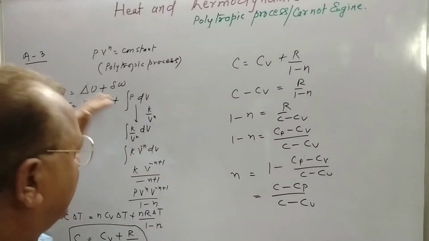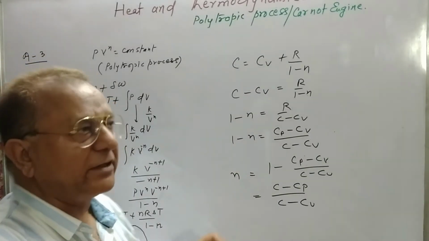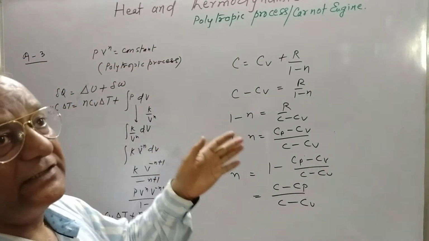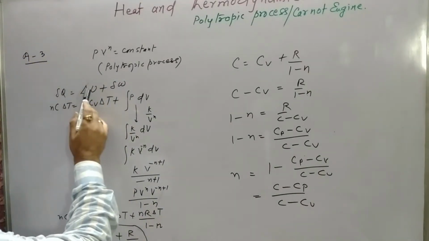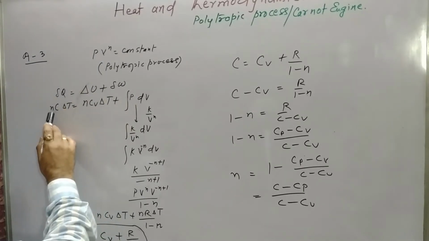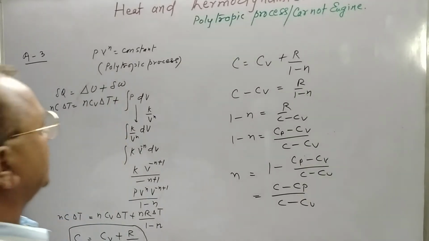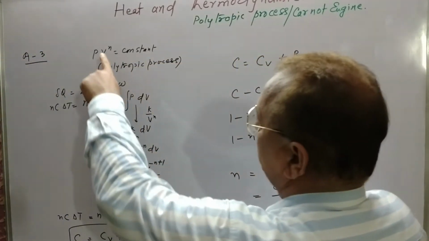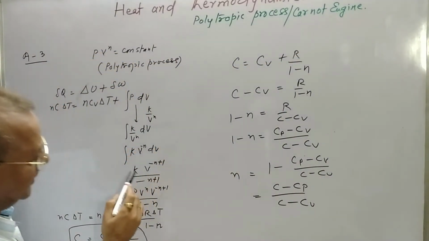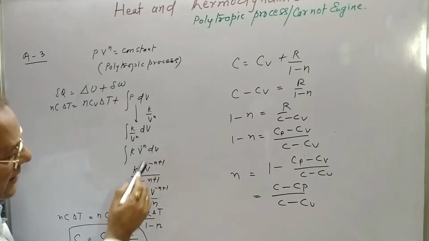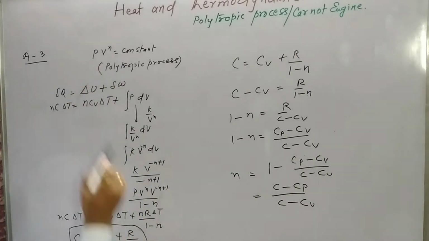I have given you one derivation, and I would suggest you search for the polytropic process. In that process, you find the work done, change in internal energy, and all the related formulae. Now, ΔQ = ΔU + ΔW. ΔQ is nC ΔT, ΔU is nCv ΔT, and ΔW is ∫P dV. P = K/V^n. When you integrate, you get K ∫V^(-n) dV, giving V^(1-n)/(1-n), where K = PV^n.